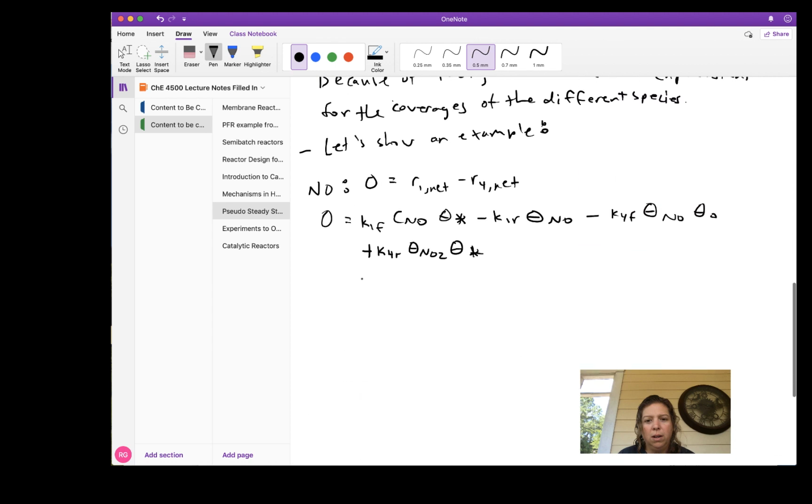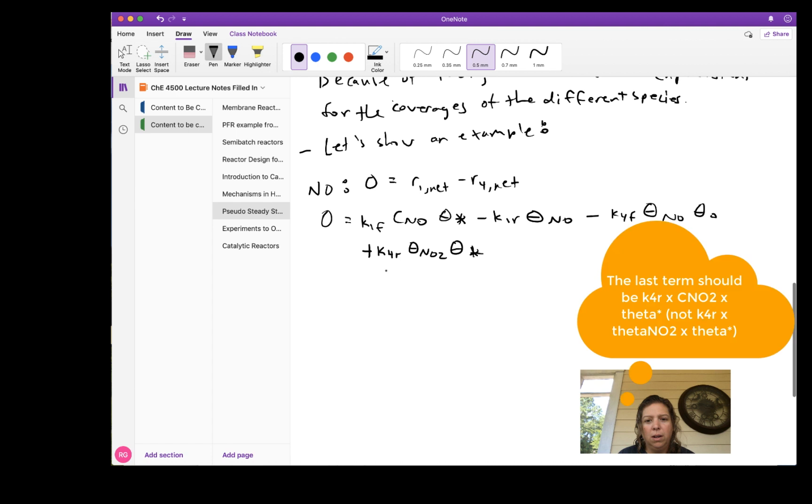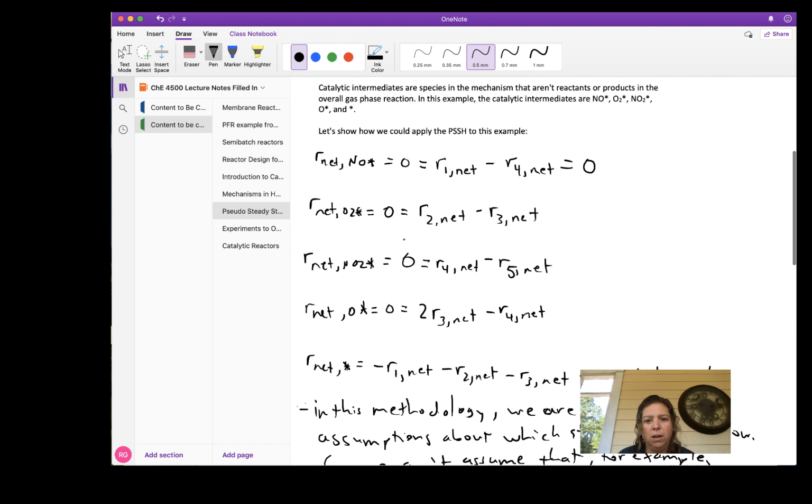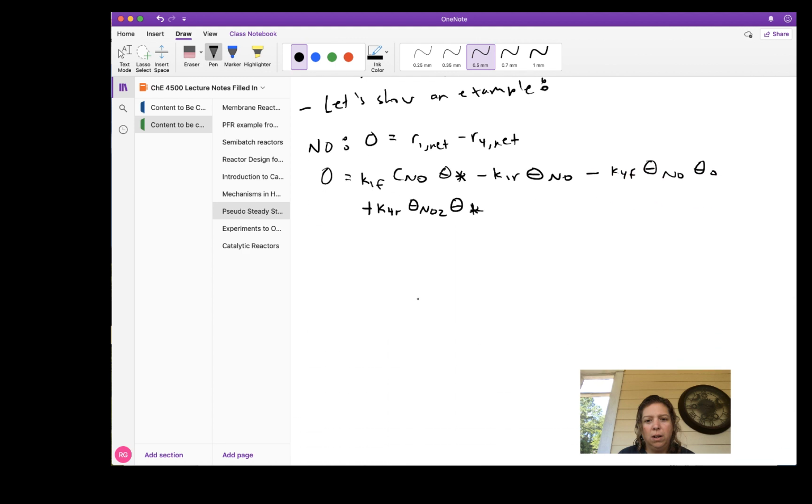So we would end up with a system of equations. The unknowns that we have are theta star, theta NO, theta O, theta NO2. If we were to write out the full system of equations, we'd also have theta O2. So we have 5 unknowns. We would need 5 equations. So here are 4 of our equations, and the 5th equation is the site balance, which is theta star equals 1 minus the sum of the other coverages. So we can solve that, and in fact, when we do kinetic modeling, that's exactly what we do. So we would solve for the different coverages.